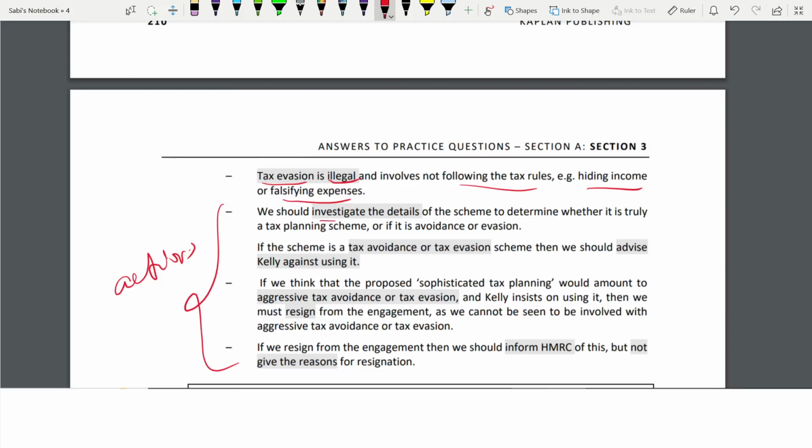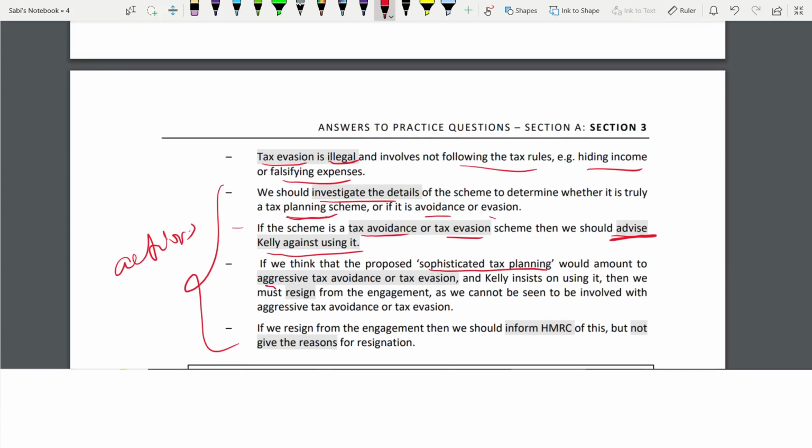First is always investigate details. What scheme it is. Is it tax planning, avoidance, or evasion? Second, see, we don't want to go by the tax planning, because if it's tax planning, then no answer. Then nothing to do. Problem comes when it's tax avoidance or tax evasion. So the second will be, if the scheme is this or this, you should advise Kelly against using it. Don't use it. If still, if we think that the proposed sophisticated tax planning, see, tax planning could sometimes be very sophisticated, that means it would amount to aggressive tax avoidance or tax evasion.